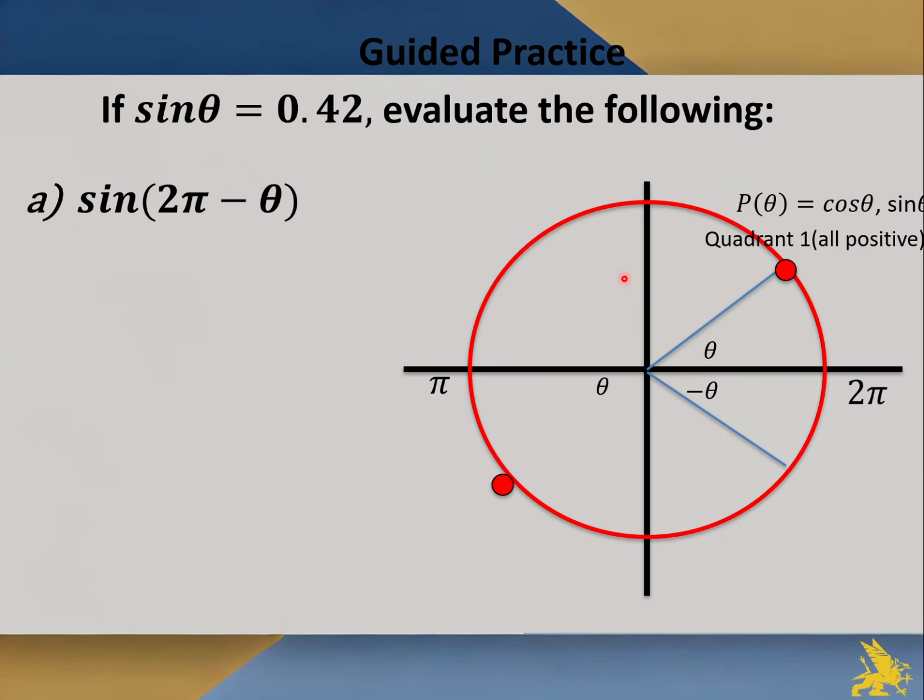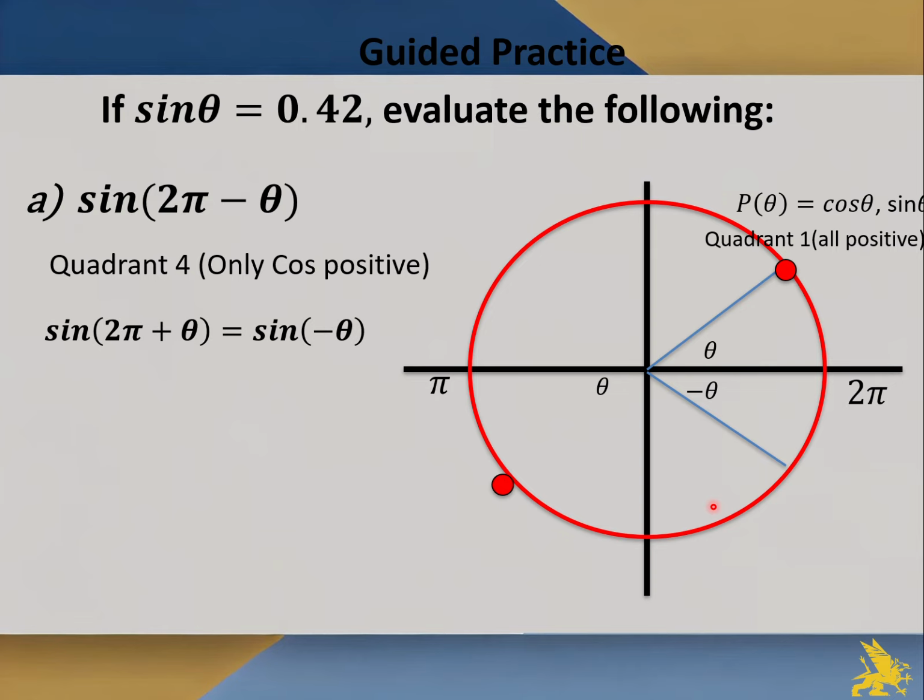Likewise, sine 2 pi take away theta. Again, I'm starting at 2 pi, I take away theta, so I'm going to be in quadrant 4. Now we know SACT, cosine is the only one that is positive. That means sine will just be negative sine theta. So our sine theta is 0.42, so it just tends to be a negative.